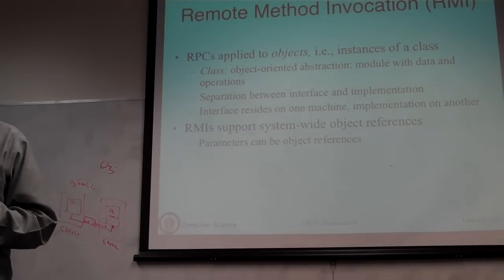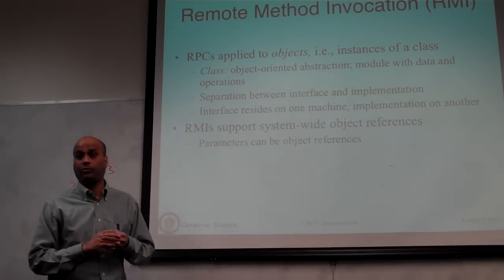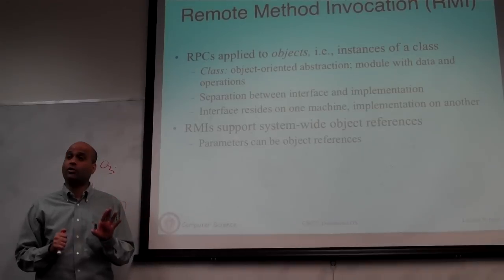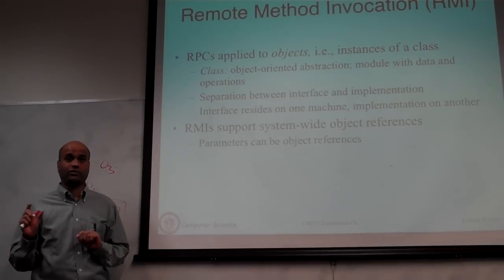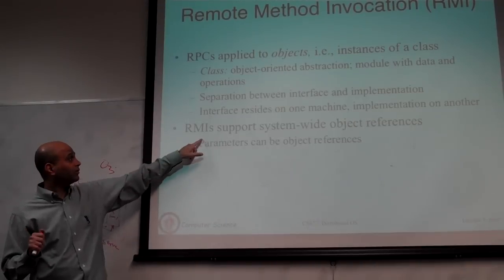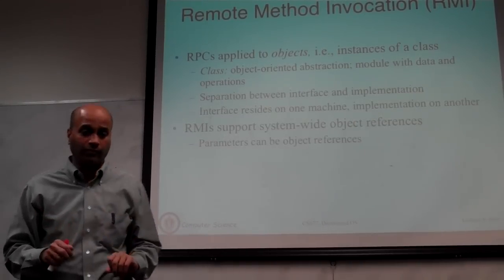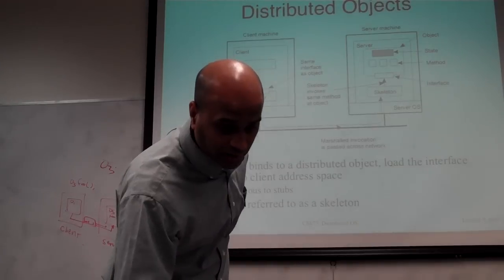So you can pass objects by reference, which is effectively a way of passing network pointers, except that the network pointers are on objects, not on individual data structures. You can't pass an array by reference, but you can pass an object by reference, because you have system-wide object references in Java. I'm going to show you a picture to make this a little more clear.